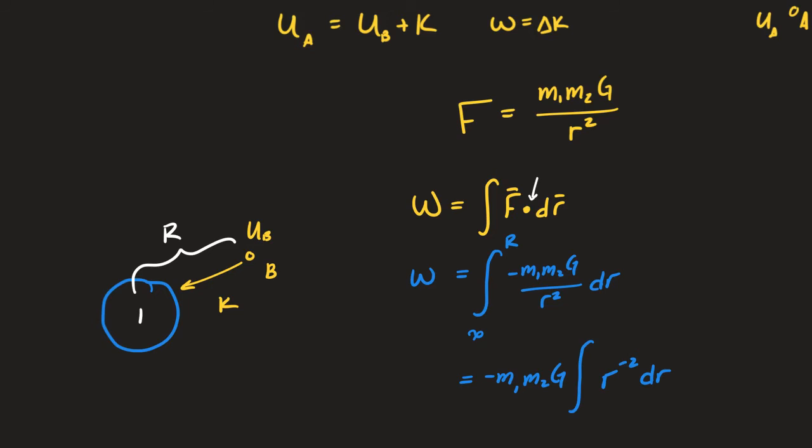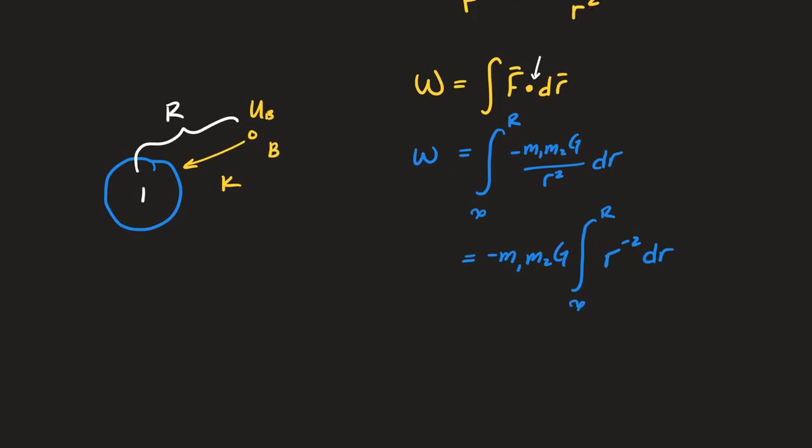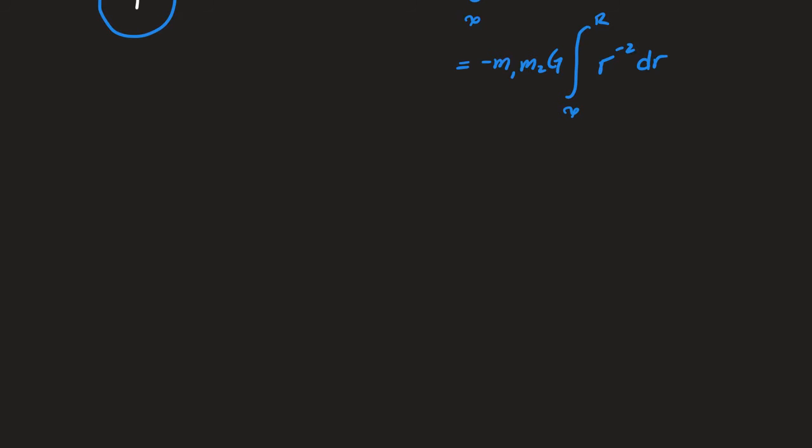Now from here, I've got to do the mathematics. And the mathematics aren't all that tough, but again, sometimes it's not as obvious as I'd like it to be. So everything out here stays the same, negative m1, m2, G. But I'm going to take r to the negative 2 and increase the exponent by 1. So that'll be r to the negative 1. I'm going to divide by the new exponent.